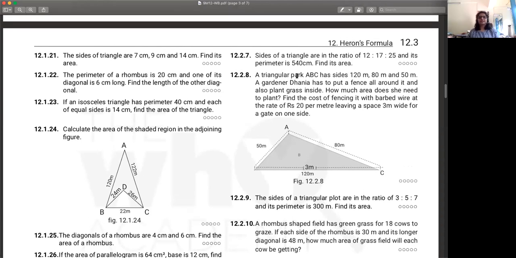So once you get the length of the sides, then you can just use Heron's formula to find the area. Should I do it along with you guys here? Or are you guys doing it? And we are doing it. Okay. Do it.